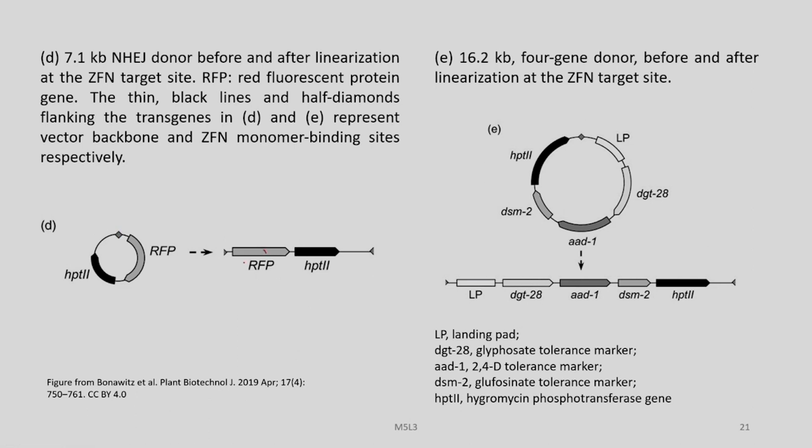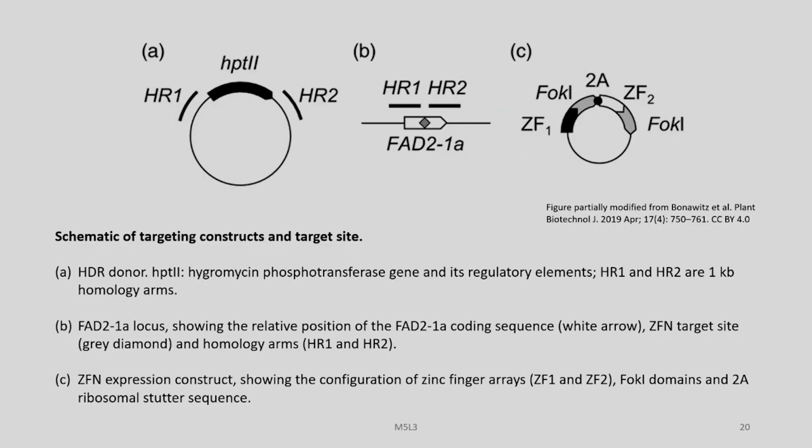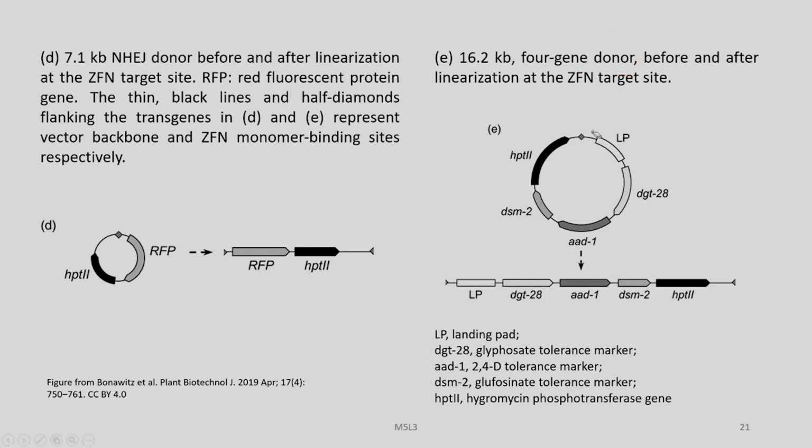So, RFP is basically a red fluorescent protein which is something like the green fluorescent protein, but this particular protein will show red fluorescence, and these thin black lines and half diamonds flanking the transgene in D and E represent vector backbone and ZFN monomer binding sites respectively. In figure E you can see the 16.2 kb 4 gene donor. So, we are targeting multiple transgenes here. So, these are the 4 gene donors before and after linearization and the ZFN site.